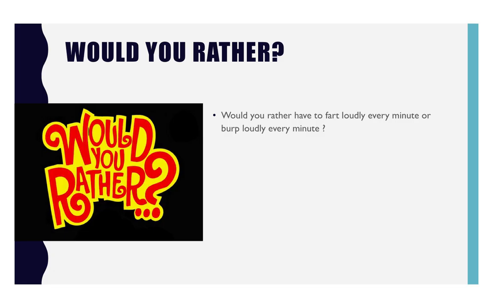Think about it. Would you rather have to fart loudly every minute or burp loudly every minute? Are you going to be a farter or a burper?